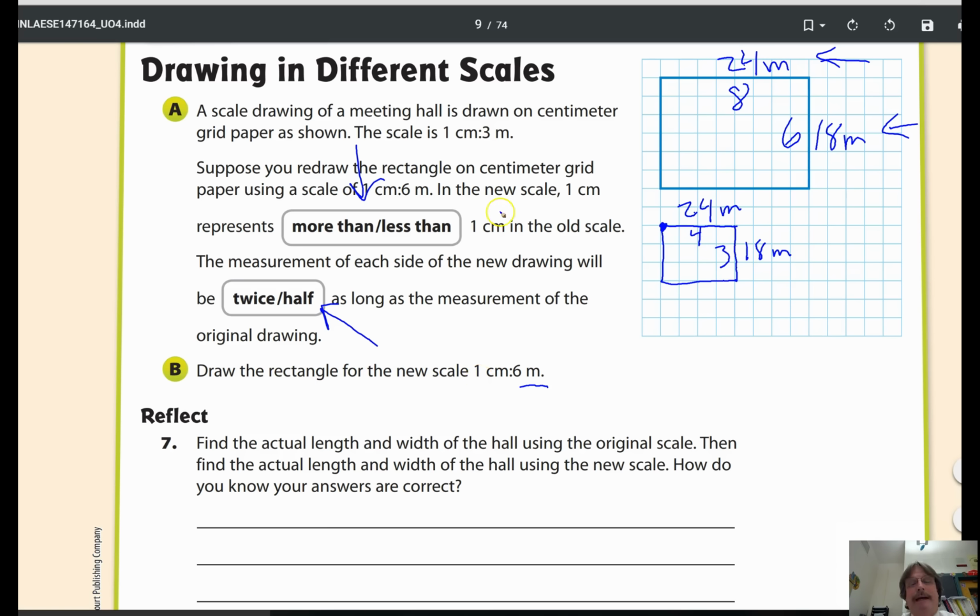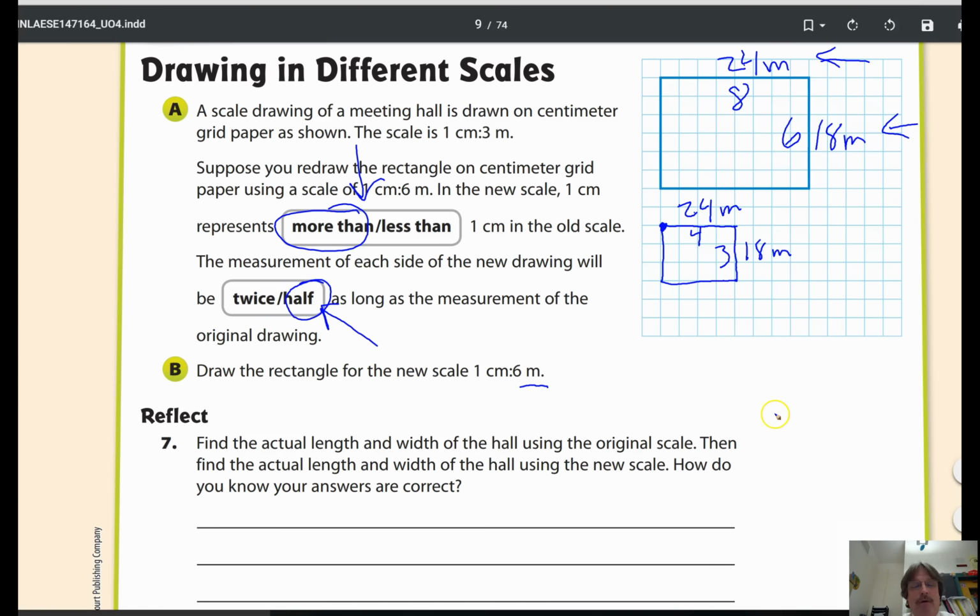So now if you go back and take a look in the new scale, 1 centimeter represents more because it's 6. The measurement of each side of the new drawing will be half. So if you take a look here, it's going to be half. 8 is half, or 4 is half of 8. 3 is half of 6.